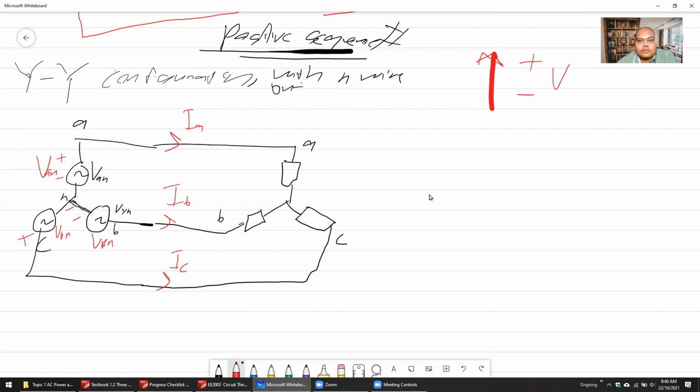So try to understand how to label this. This one VAN. This is neutral. VCN. If you want to use positive negative, just keep to positive negative. VBN. That is how you label the drawing. Make sure you label the current and the voltage. So I think that's it for the introduction.